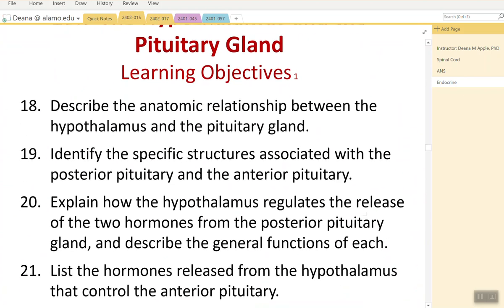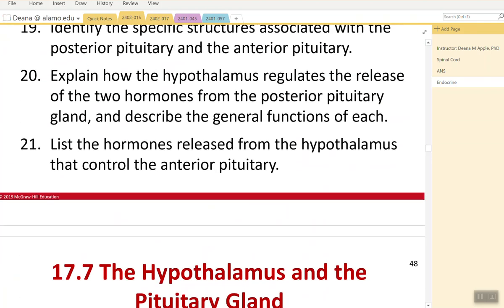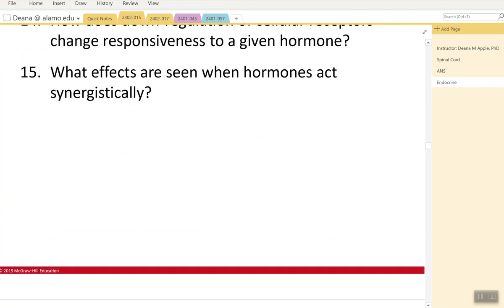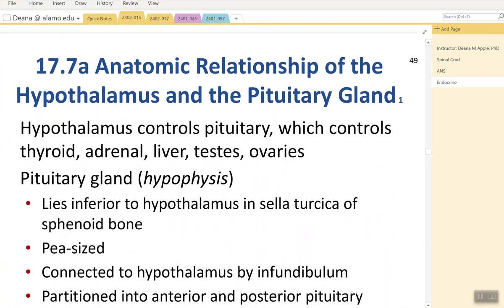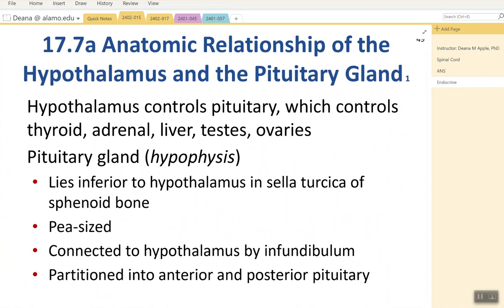Okay, we're going to stop there for now. And we'll pick up pituitary gland once you guys take a break. Cool? Sound good? You guys need a break? Yes. We're going again? Good.